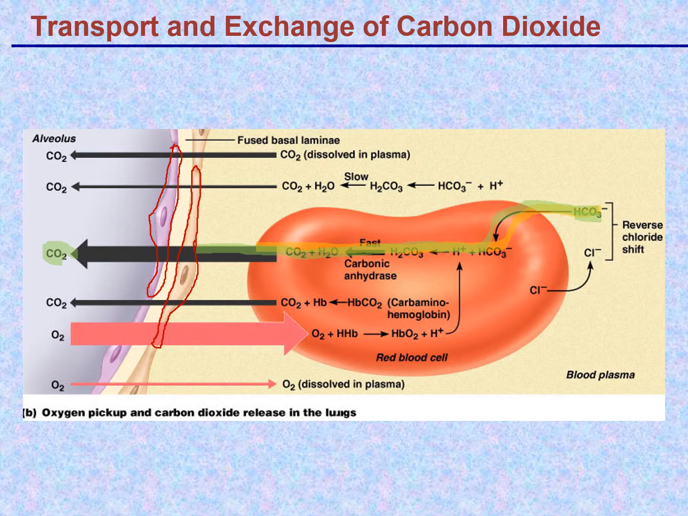Meanwhile, oxygen is getting picked up by hemoglobin and associates with the hemoglobin, and the red cell goes off back to the heart and then gets pumped around the body to deliver oxygen to the tissues in the systemic circulatory capillary beds.